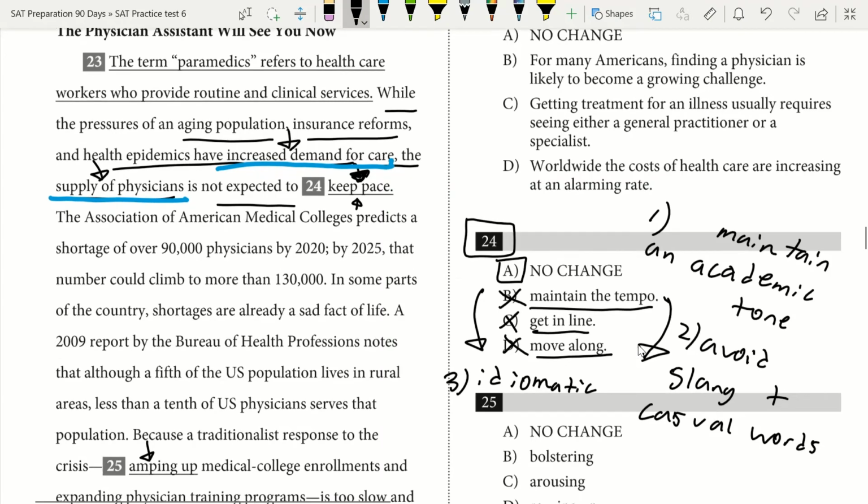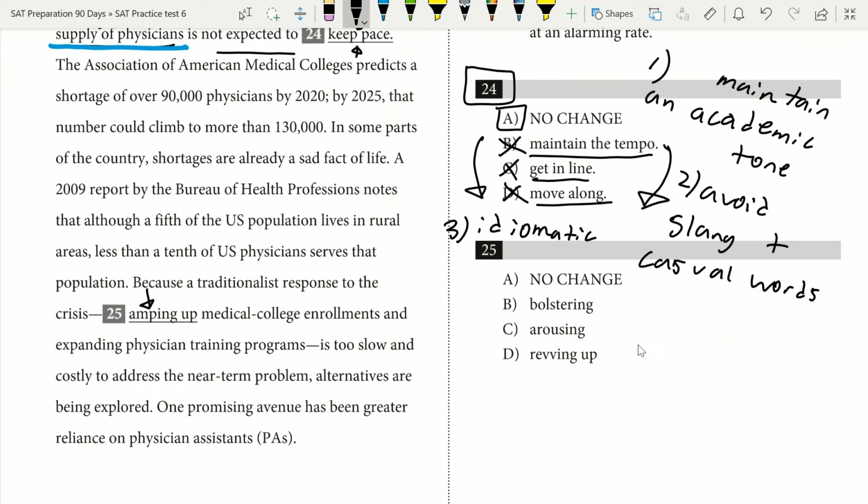So let's take a look at question 25, because it's also testing your ability to maintain an academic tone and avoid slang and casual words. Number 25 is not testing your ability to find something idiomatic. That was just one of the answer choices for question 24. In question 25, we have: because a traditionalist response to the crisis, the increased demand for physicians but a lower supply, amping up medical college enrollments and expanding physician training programs is too slow and costly to address the near-term problem. Alternatives are being explored.